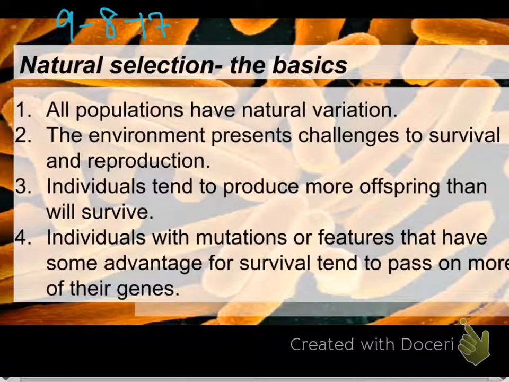September 8th. The way that bacteria become resistant to antibiotics is through natural selection. I will read it, then shut up. Natural selection, the basics. All populations have natural variation. We talked about what a population was yesterday. The environment presents challenges to survival and reproduction. Individuals tend to produce more offspring than will survive, but individuals with mutations or features that have some advantage for survival tend to pass on more of their genes.